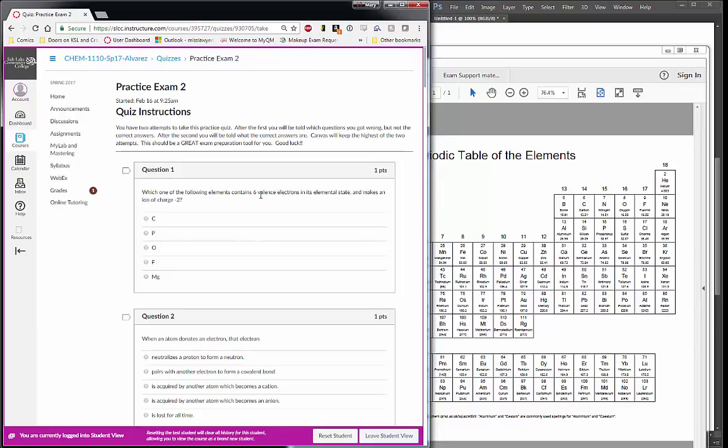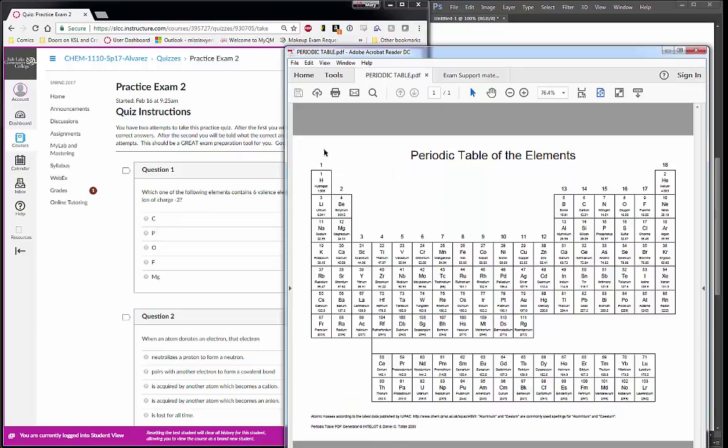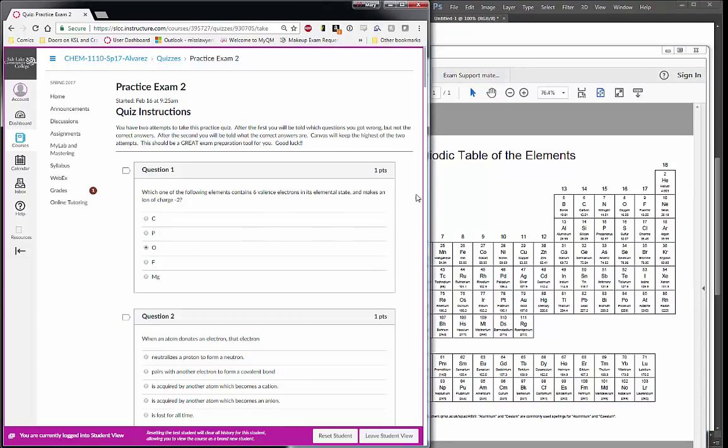This first question is looking at which element is going to make an ion with a charge of -2. So you've got 6 valence electrons, and that means that you're going to make a charge of -2. If you just look on the periodic table, group 1, 2, 3, 4, 5, 6, everything here has 6 valence electrons and would make a charge of -2 if they made an ion. So we're looking for oxygen, sulfur, selenium, and so forth. And so the answer here is oxygen.